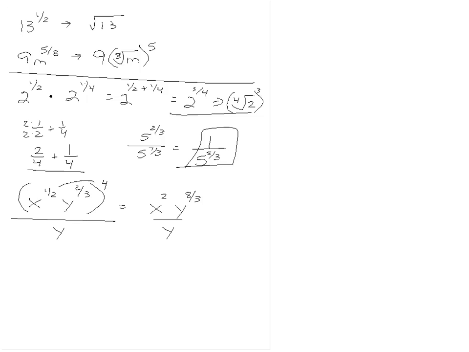Now, I cannot do anything with the x and y on the top. They're two different things. But I have a y on top and a y on the bottom, so I need to reduce those. Right now this is 1, but I'm working with thirds, so I'm going to change it to y to the 3/3, because that's the same as 1. Now, 8/3 minus 3/3 is 5/3. And there's my answer. All right, let's try 2 more.